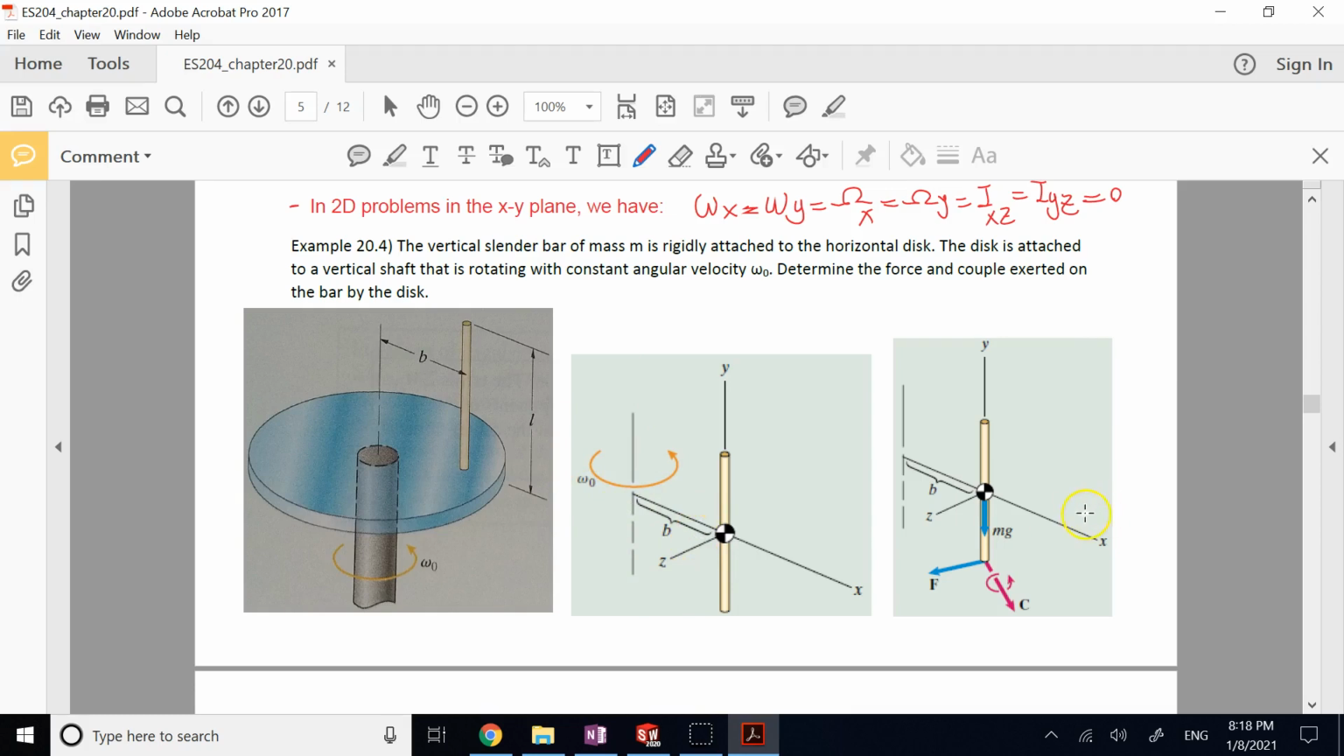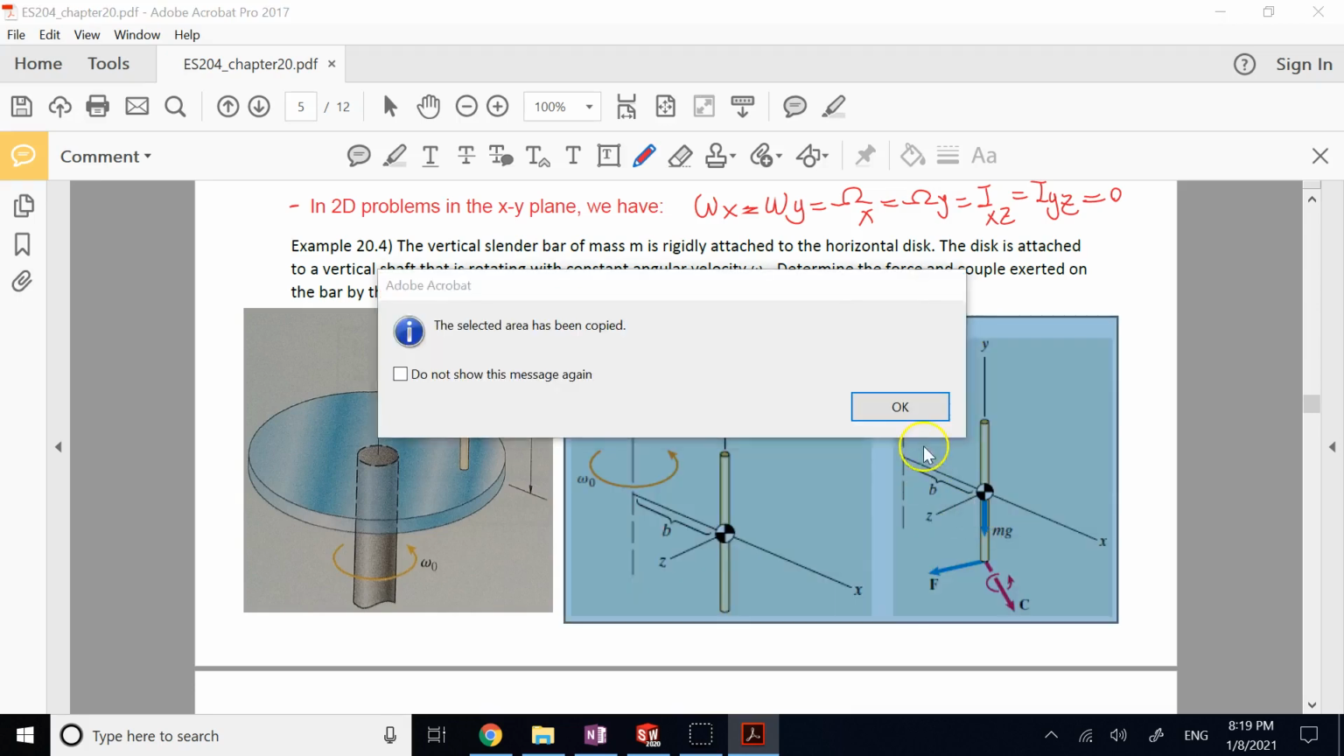The XYZ axes suggested by the problem are like this. X is radially outward, Z is perpendicular to X, and Y is perpendicular to the disk. The resultant moment C and the resultant force F are shown at the bottom of the bar. In addition to them, in the free body diagram, you of course have mg. Now your task is to find F and C in this problem.